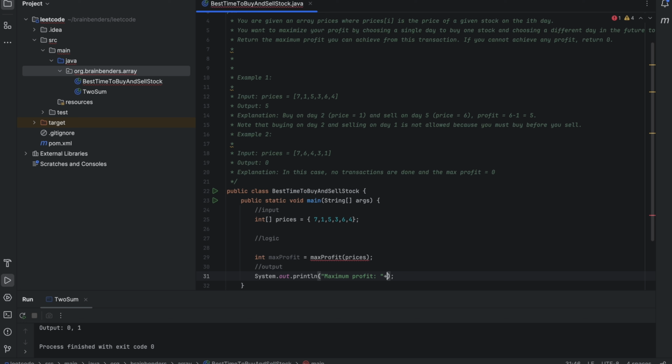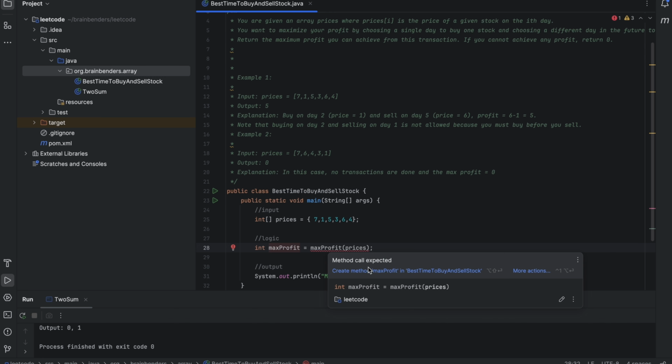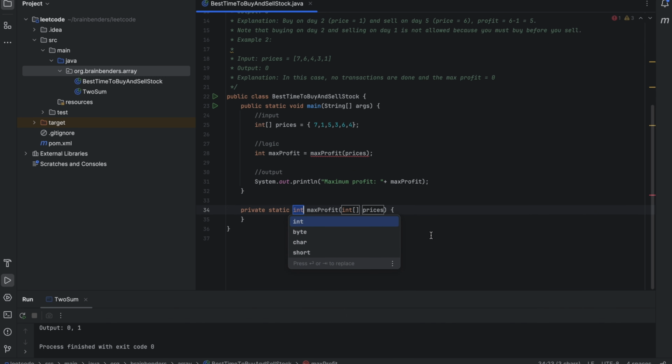And then this one is equal to max profit. Yeah, so this is pretty much all. Now I need to define this particular method, right? So let me just write this. And this will be an integer. That's good. So what is this array?